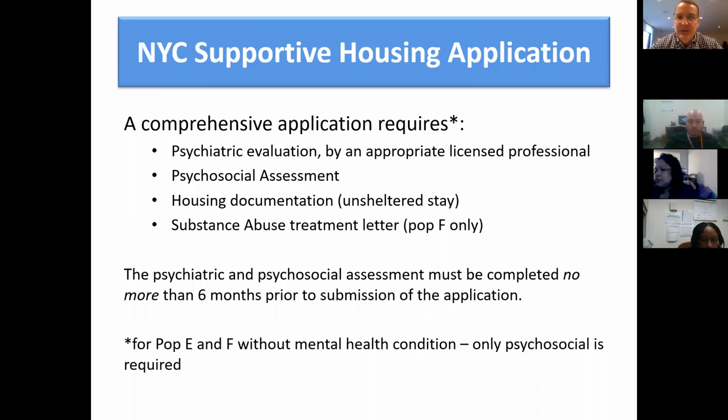Okay, so what is a comprehensive application? What are the requirements? So I'm going to go over this a little bit. For the mental health categories of supportive housing, you will need a psychiatric evaluation. You will also need a separate assessment, a psychosocial assessment. If your client has homeless history of an unsheltered stay, like they were living on the street within the last 4 years, you will be wanting to obtain homeless documentation for the client on those episodes of unsheltered stays.